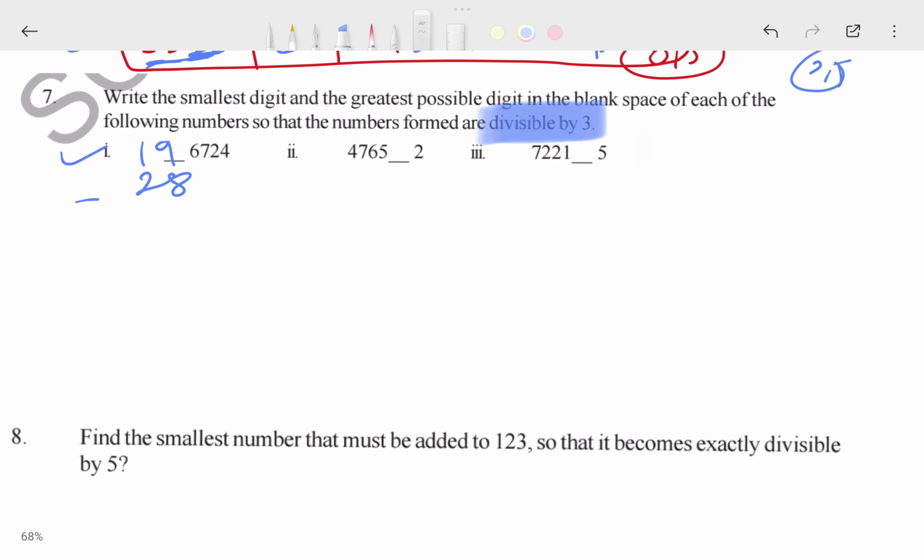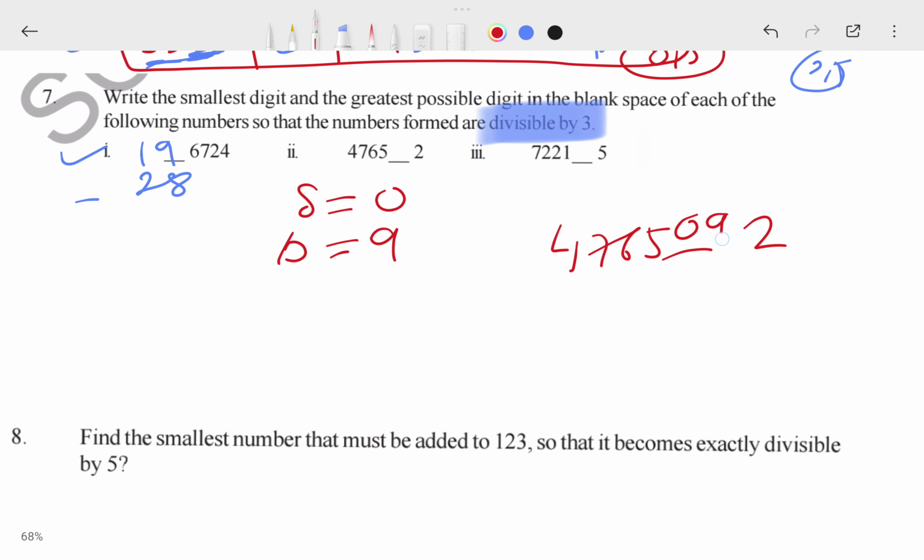So if you see the second question, here we need to write 2, one is the smallest, one is the biggest one. What is the smallest? That is 0. What is the biggest one I can write? The biggest one I can write is 9, because we need to write only one. So this is 4 7 6 5, and this is a blank. If you add 0 and 9, let's add this one.